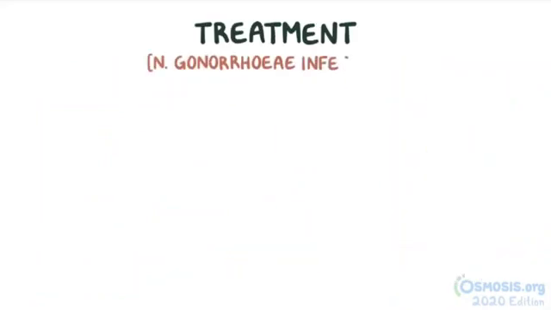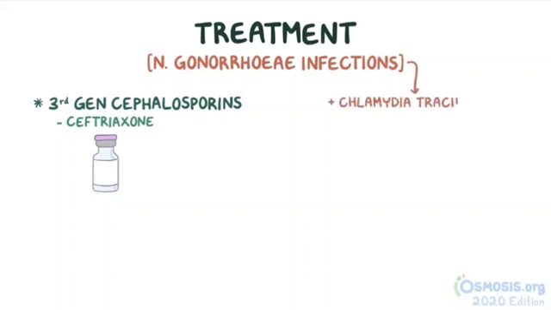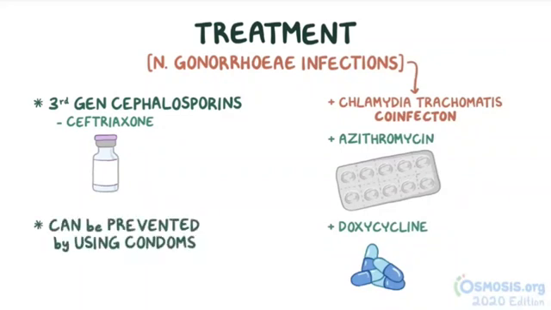Treatment for N. gonorrhoeae infections is with third-generation cephalosporins, typically ceftriaxone. However, it has been found that gonococcal infections are frequently associated with a chlamydia trachomatis co-infection, so usually azithromycin or doxycycline are given along with ceftriaxone to also cover chlamydia. Finally, since gonorrhea is a sexually transmitted infection, it can be prevented by using condoms during sex.